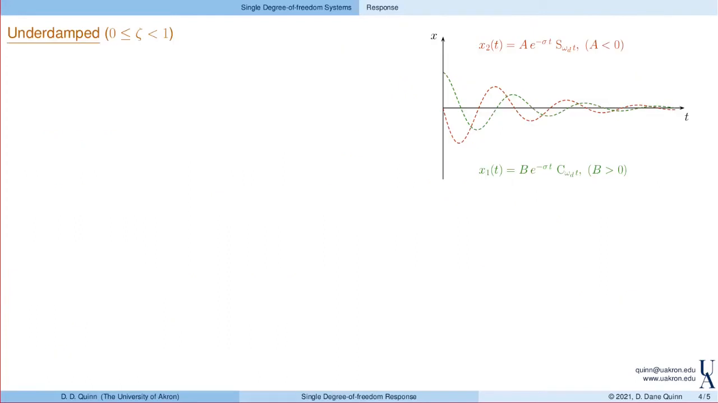Now let's turn to the interesting case, and that's an underdamped system when zeta is between 0 and 1, so that these values of lambda are now complex. So again, in this case, lambda 1 and lambda 2 are complex.